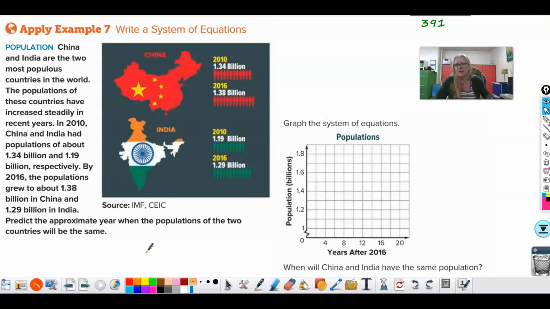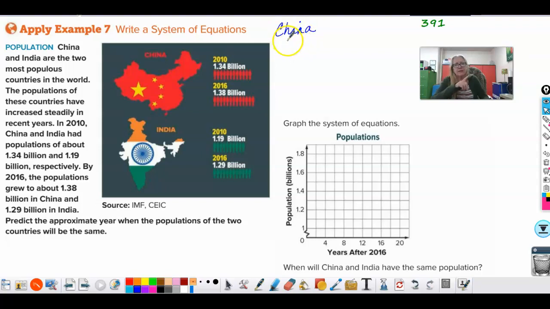Then you've got to figure out, okay, they said China first, so China's the 1.34. By 2016, the populations grew to about 1.38 billion in China and 1.29 billion in India. Predict the approximate year when the populations of the two countries will be the same. They want you to write linear equations that represent the growth of both China and India, which is legit. Okay, I get that.